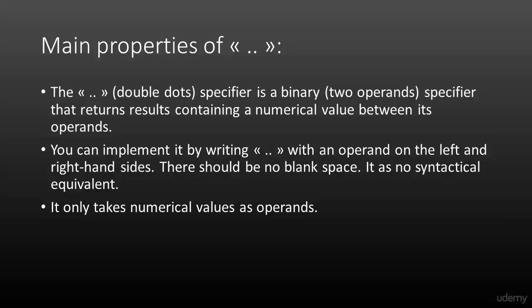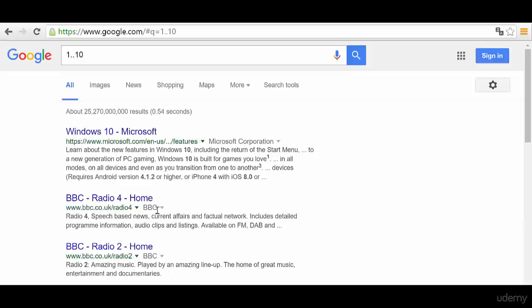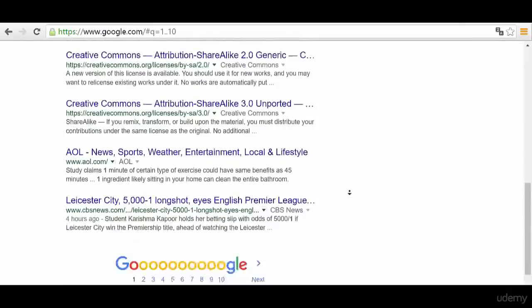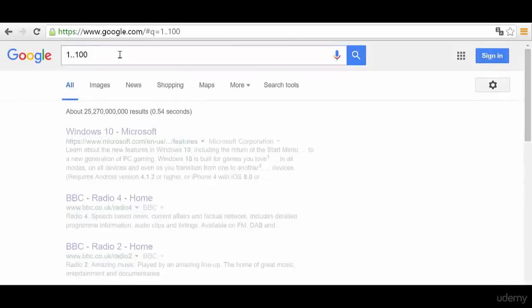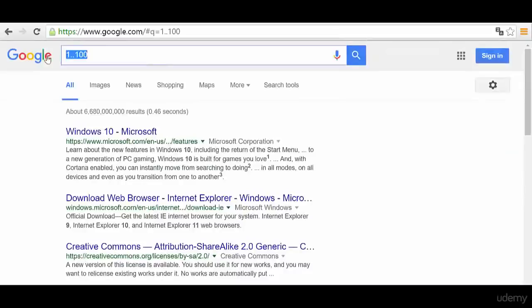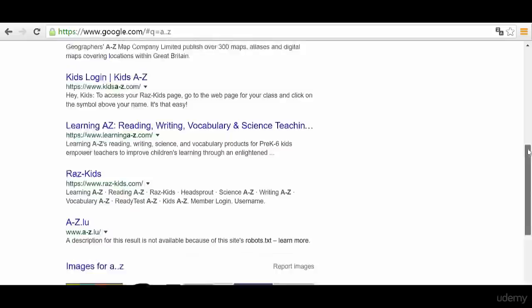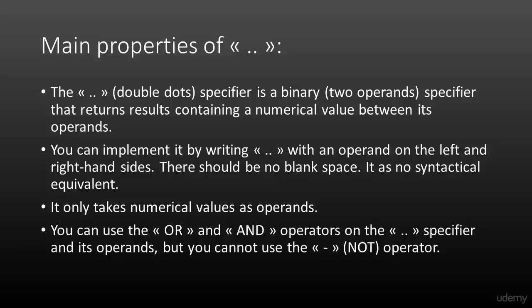The range specifier has no syntactical equivalent. You can use the OR and the AND logical operators on a range. It's going to consider the specifier and its operands as an expression. However, you cannot use the NOT logical operator on a range.